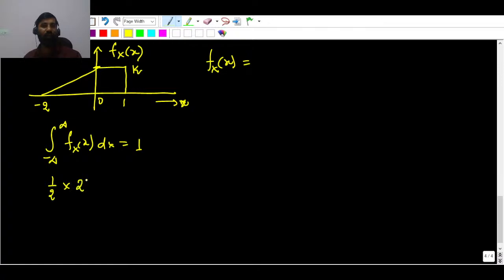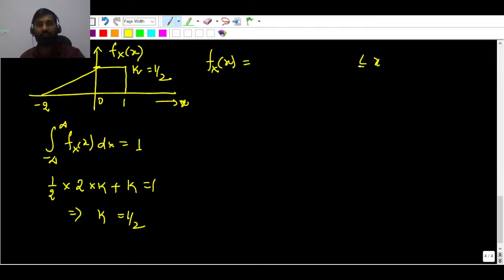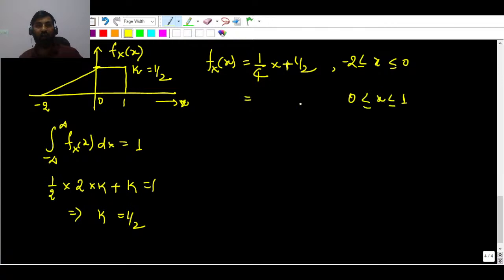This is the triangle here, that is, you can say that this is 1 by 2. Now you can write f of x for x from -2. Here there is a slope, right? So you can say that the slope will be 1 by 4, x by 2. This equation you will get in the interval -2 to 0, and from 0 to 1, you will get 1 by 2, because that is constant. I hope this is clear.